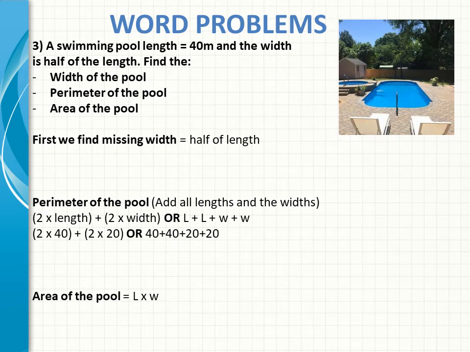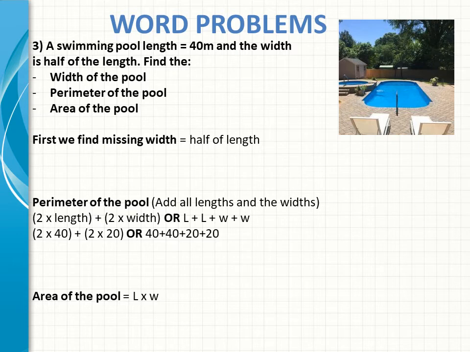A swimming pool has the length of 40 meters. Now look at the swimming pool right here. It is long. And how long is 40 meters? Now the width, that's how wide, is half of the length. Now they did not tell us the width. They only gave us the length.